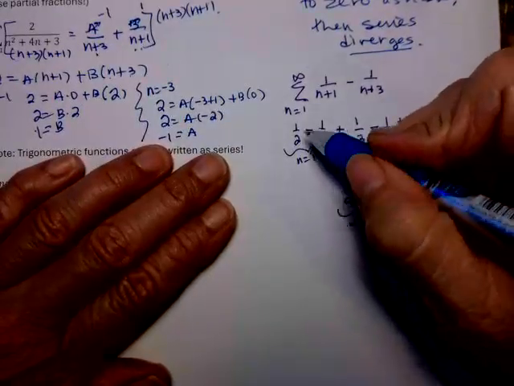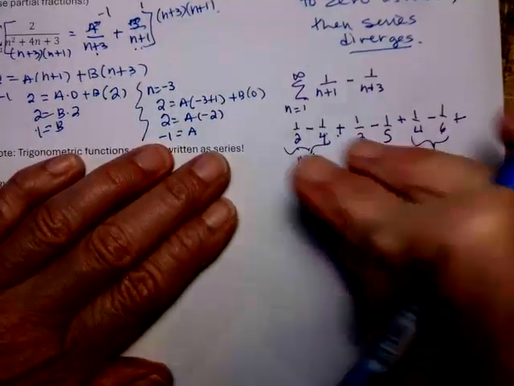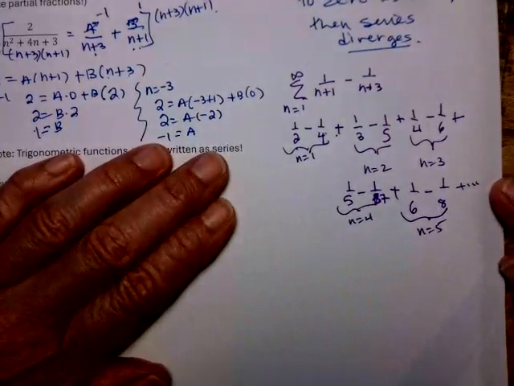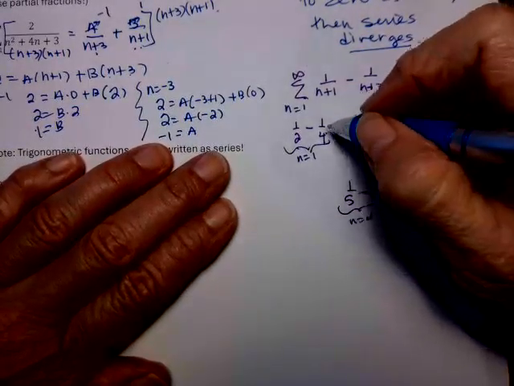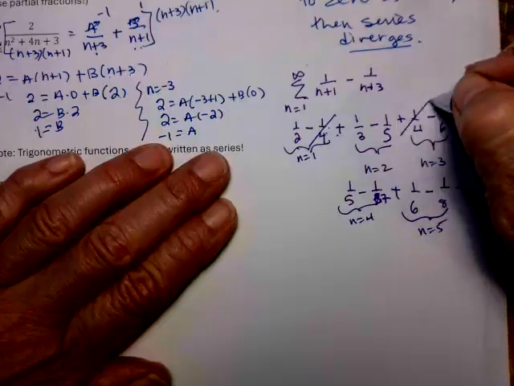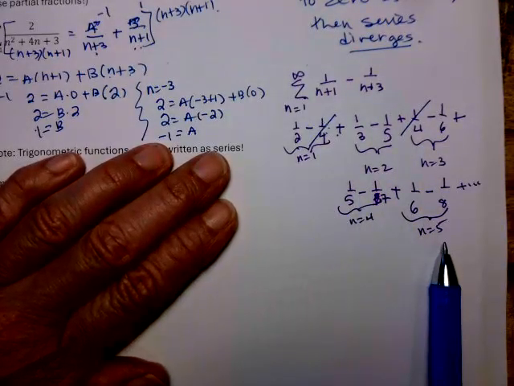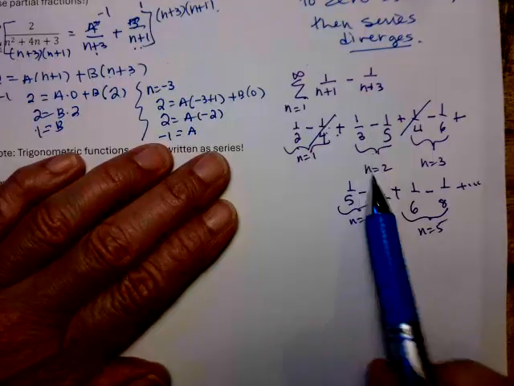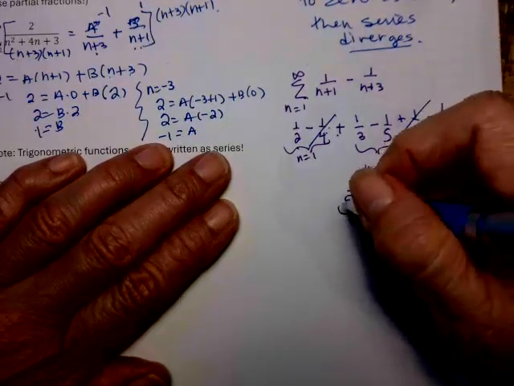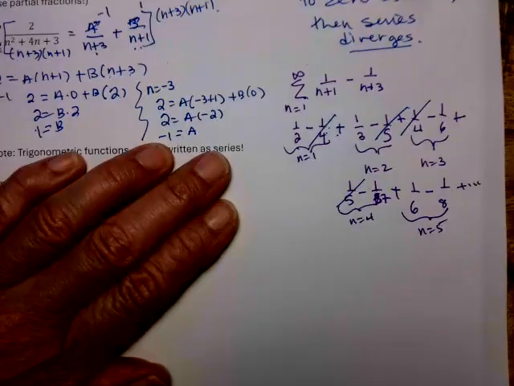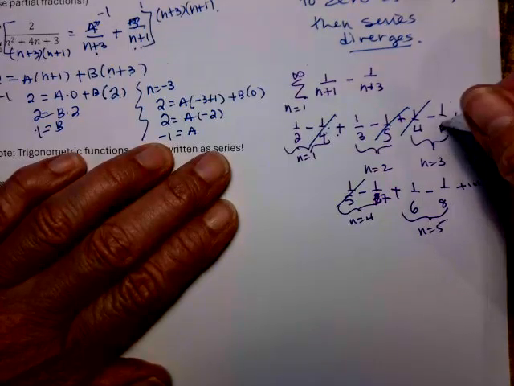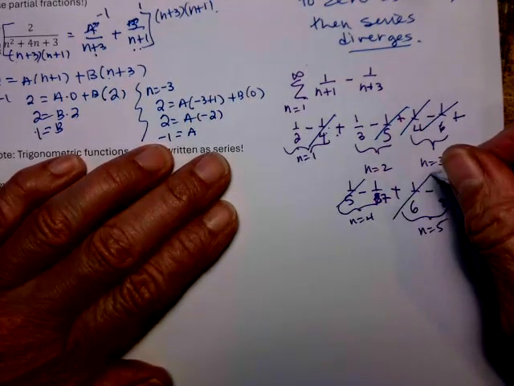So I have a positive 1/2. I don't have another 1/2 that's going to get rid of it, so I'll keep that. I have a -1/4, a positive 1/4. Those guys are gone. The 1/3, I never came up with a -1/3, so that one's going to stay. I have a positive 1/5 and a negative 1/5. I have a negative 1/6 and a positive 1/6.